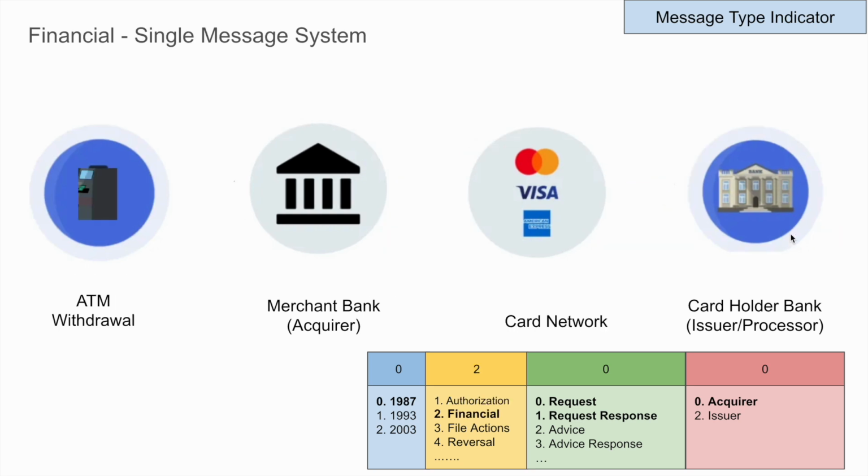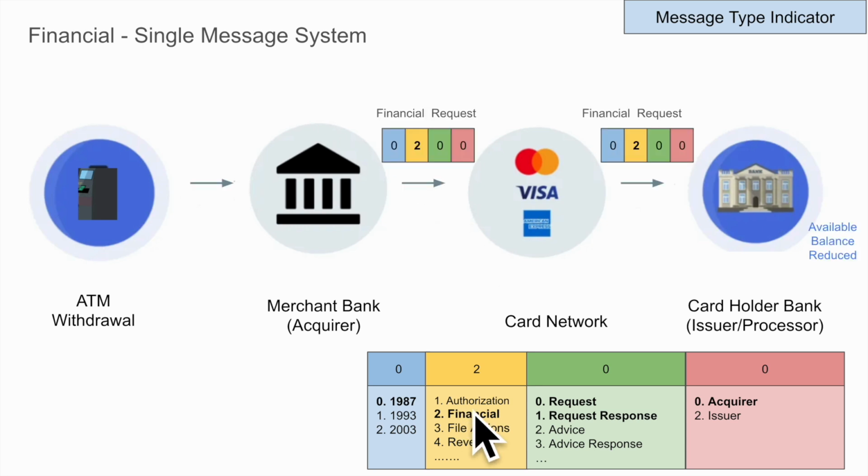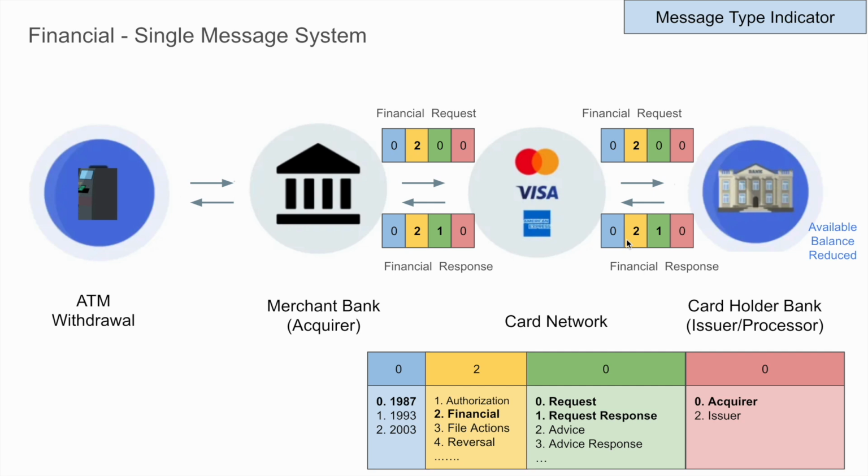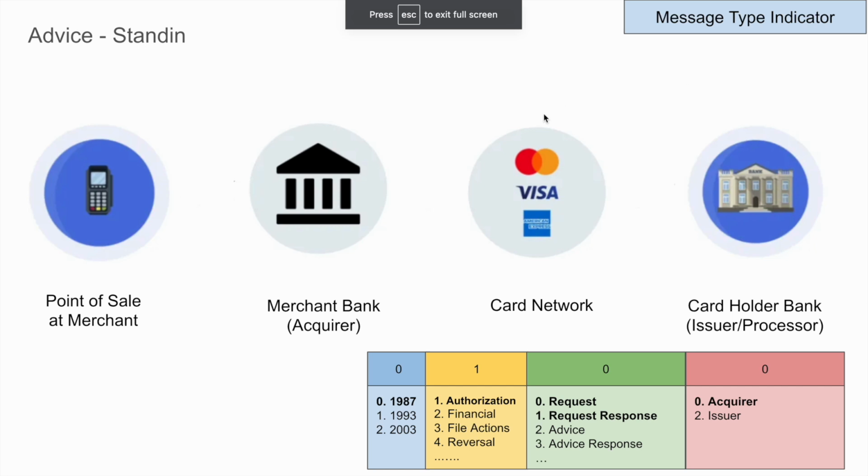Now that is different from an ATM, and if you go and withdraw cash there, that is a financial message and is a single message system. So a 200 message request goes to the processor, and the processor would respond with a 210 message. And in this case, the dollar is debited from the card and immediately finalized. It does not wait for a clearing message later. Okay, so that was the happy path scenario.